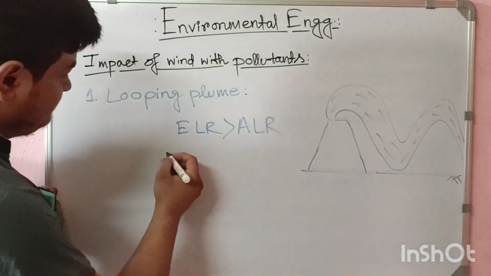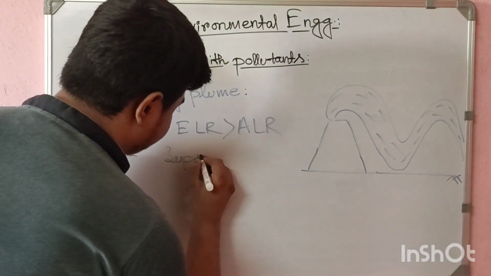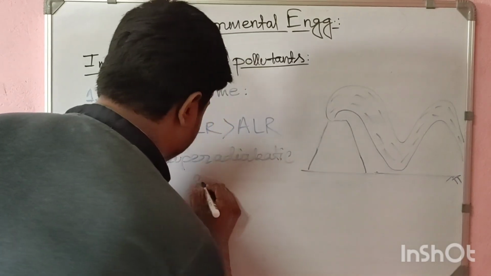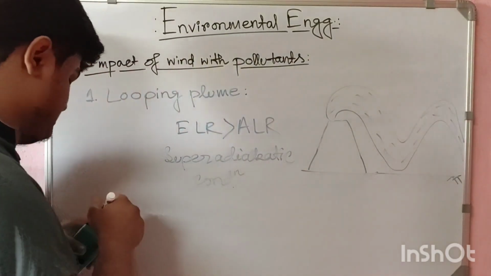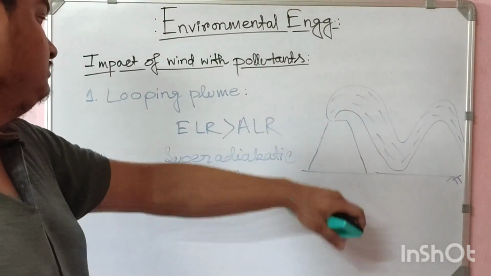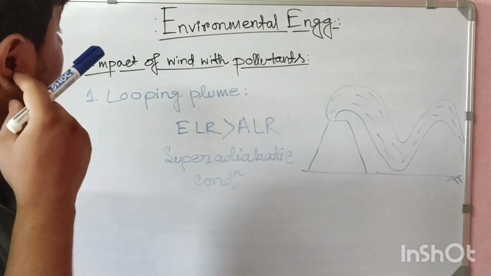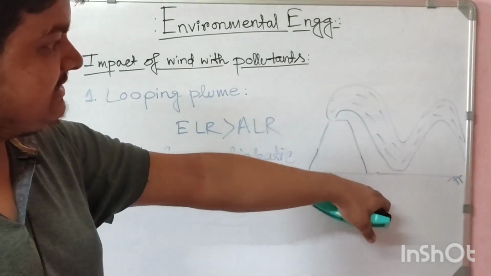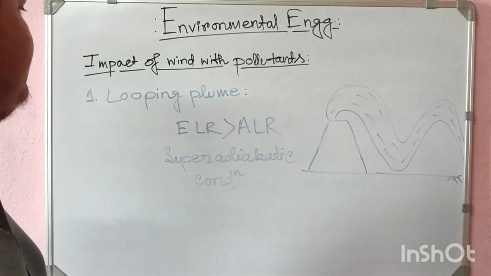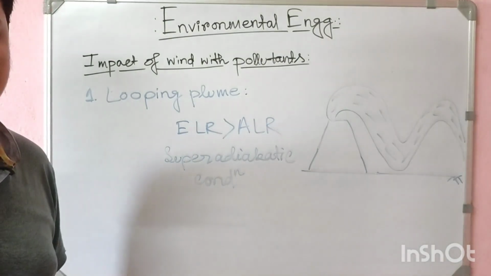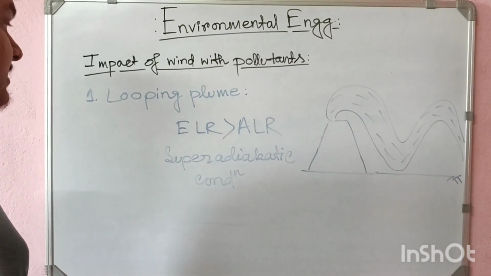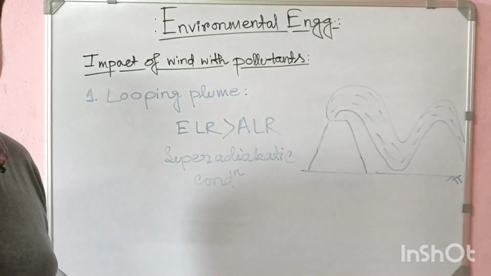The condition it will be having is super adiabatic. So this plume will be having super adiabatic condition. Just remember this diagram, that will be enough. And they will be asking the question: if the ELR is greater than ALR and the pollutants' trace path is touching the ground, what will be the name of the plume?